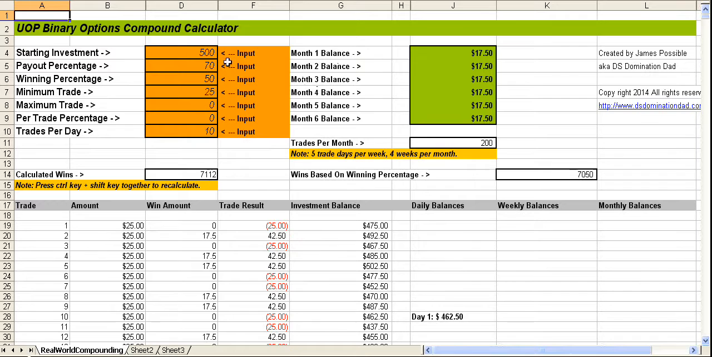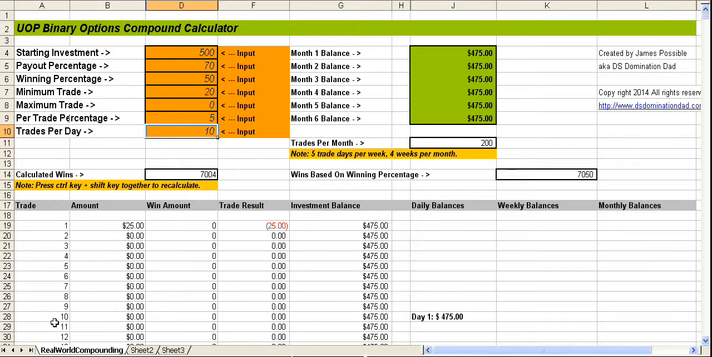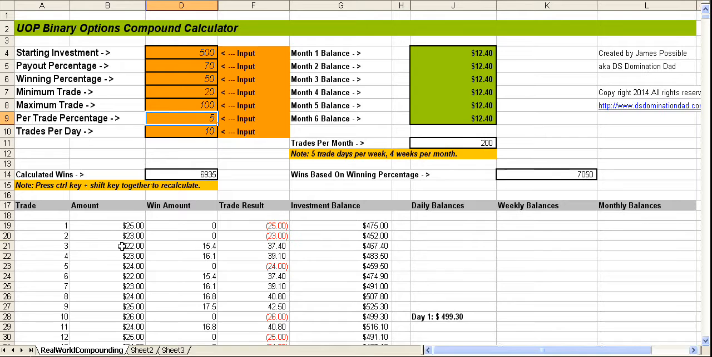Let's play this a little bit further. The minimum, I'm going to set at 20. I'm going to set the per trade percentage at 5%. Okay, the max trade, I'm just going to set it at 100 right now. We'll talk about that more in a second. Okay, so we start out at $25, which is 5% of 500.